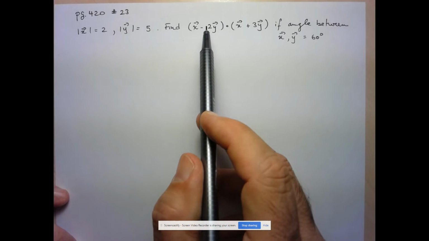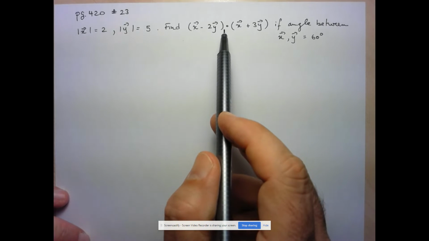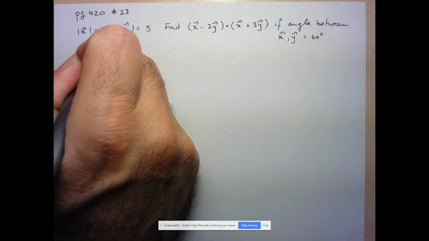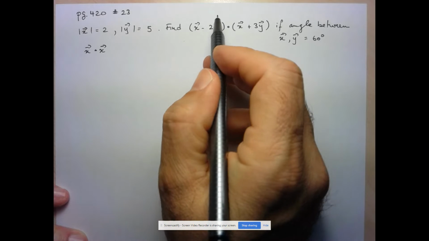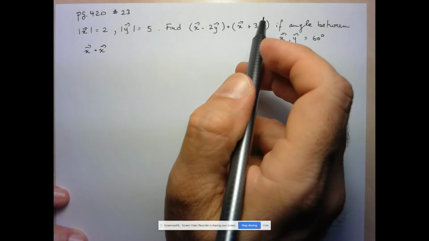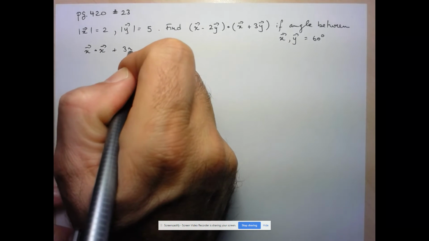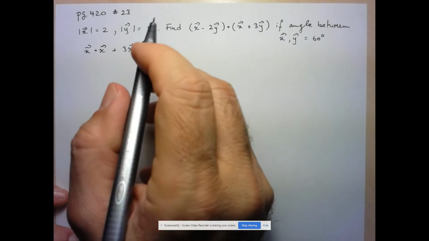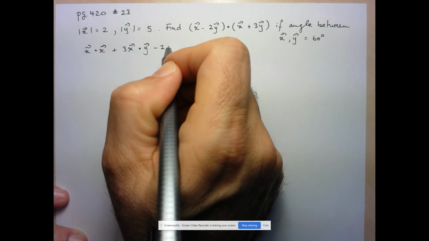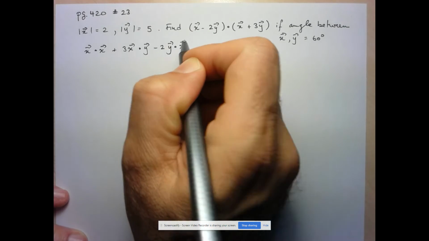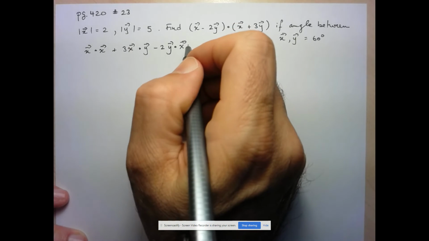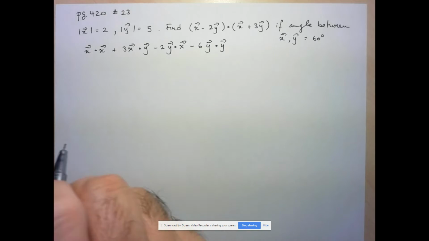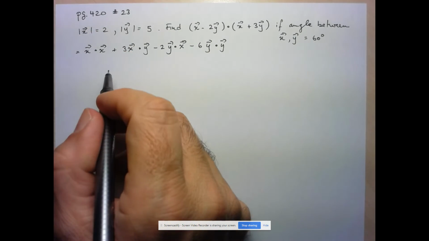First thing I'm going to do is distribute this using the distributive property. So here I have x dot x. Then I've got 3 times x dot y, so plus 3x dot y. Here we have negative 2y dot x, so minus 2y dot x, and then finally we have negative 6y dot y, so minus 6y dot y. That's what this expression is written as.